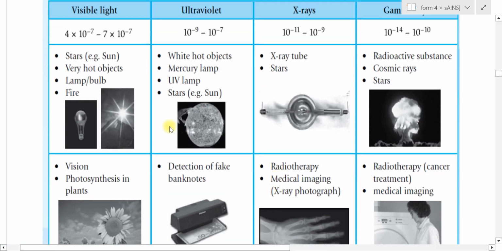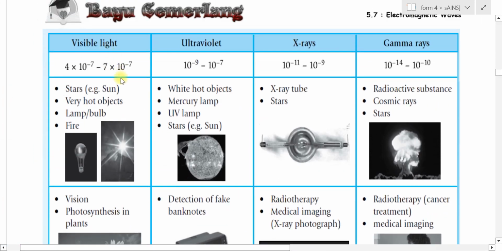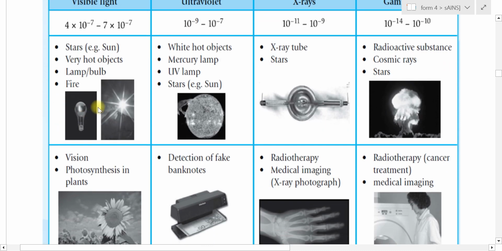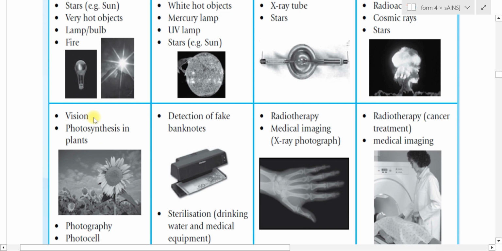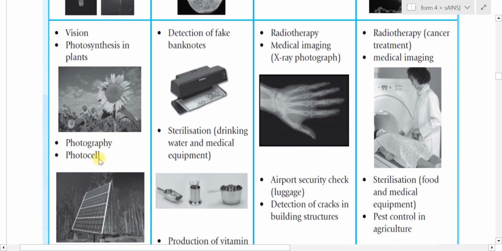One shot. Visible light. Light yang kita normal tengok tu. Tujuh warna dia. Merah, jingga. Okay. Yang tu kita terhasil daripada sun. Mainly. Very hot object. Bulb. Fire. Okay. Why we use the visible light? For vision. For us to see. Photography. Photosynthesis. Photocell. Okay.